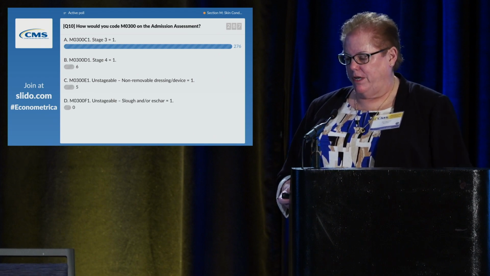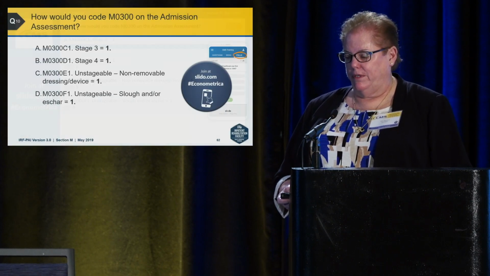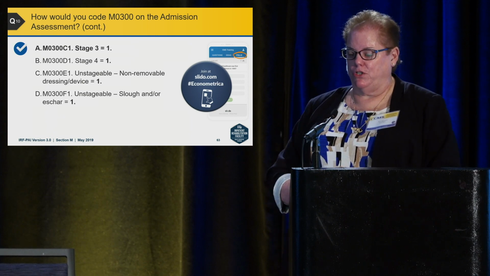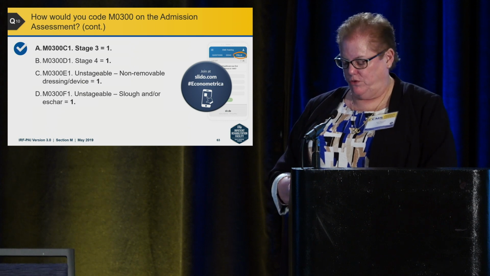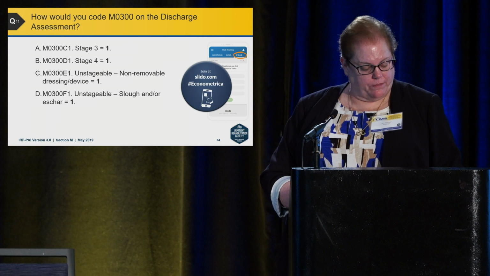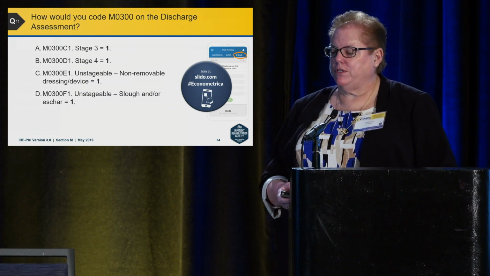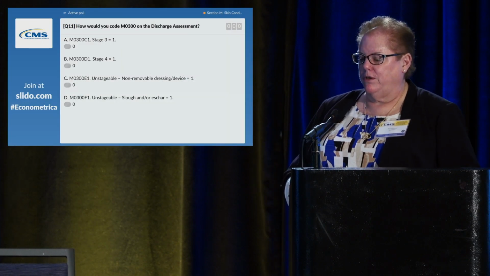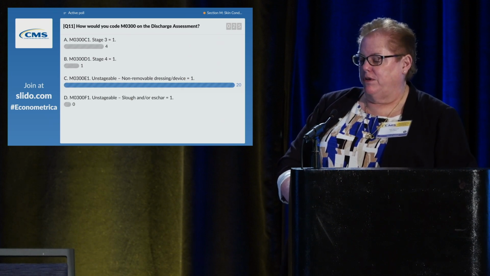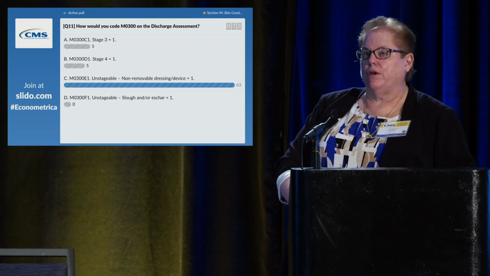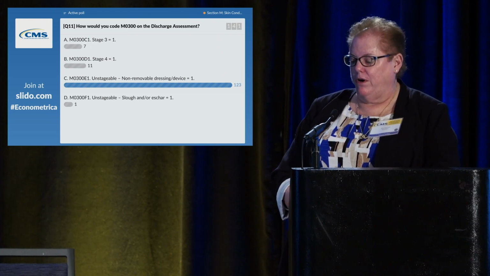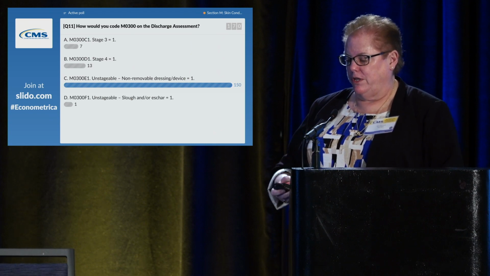Most people have answered this already. Most people said a stage 3. And in fact, that is correct. On admission, we had a stage 3 pressure ulcer. So now let's look at the discharge assessment. How would you code M0300 on the discharge assessment? Would it be 300C1 as a stage 3, 300D1 as a stage 4, 300E1 as unstageable due to a non-removable dressing or device, or 300F1 unstageable due to slough or eschar?